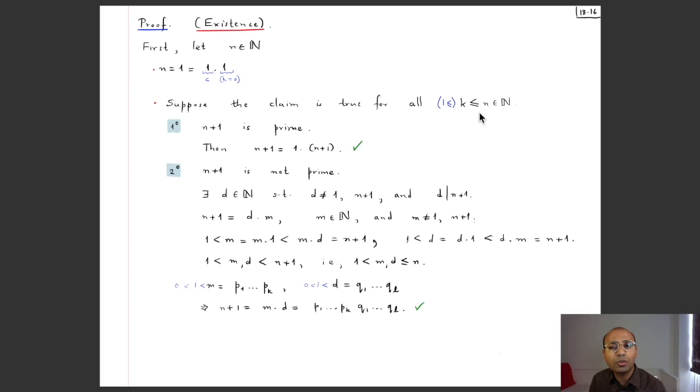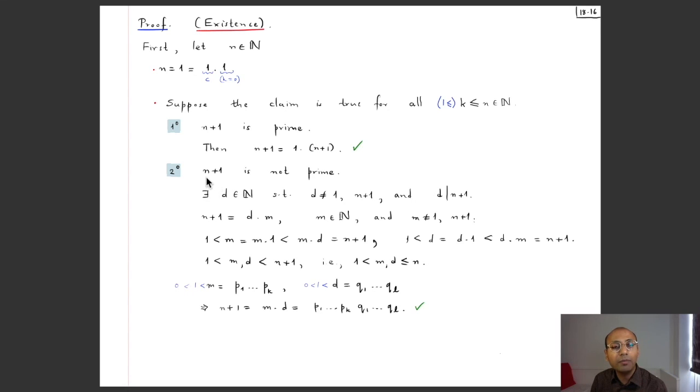Now we want to show that the claim is true for n plus 1. Now we have only two possible cases: n plus 1 is prime or n plus 1 is not prime. In the case that n plus 1 is prime, then we are done, because n plus 1 can simply be written as 1 times n plus 1. Now here is a prime and here is C, which is equal to 1. So the claim is true in this case.